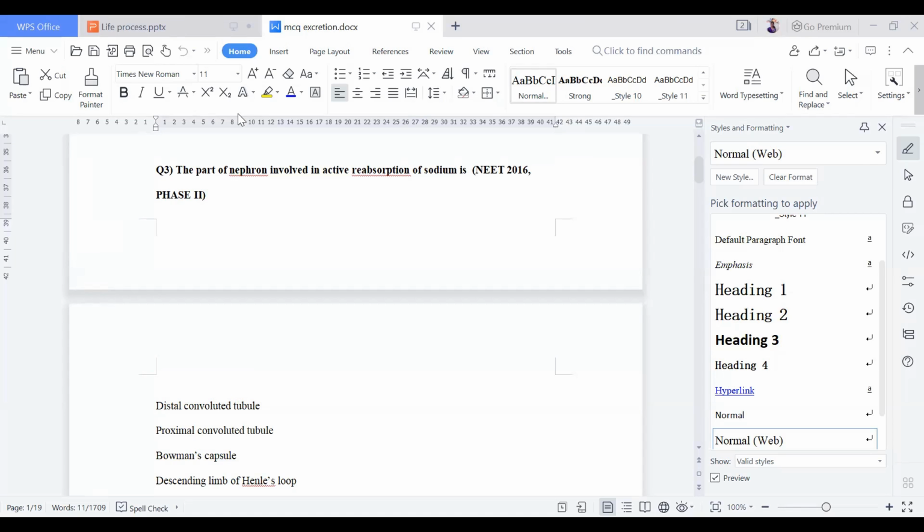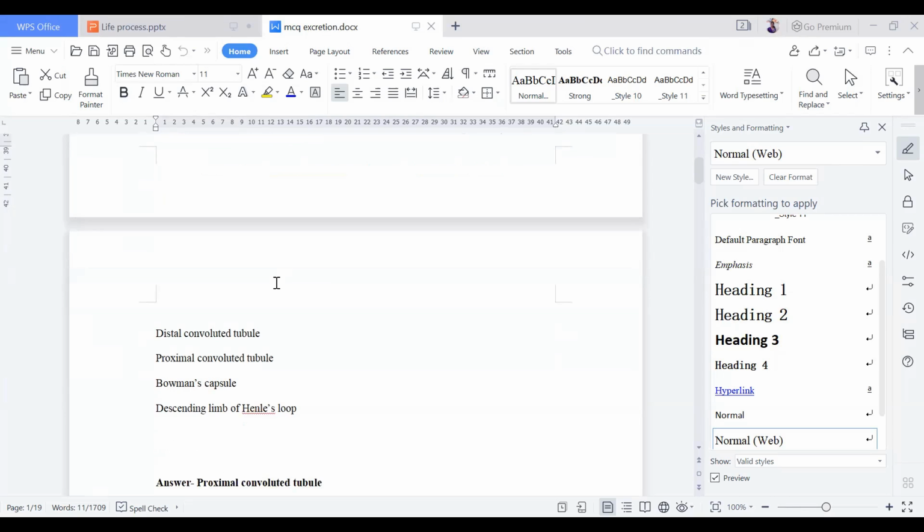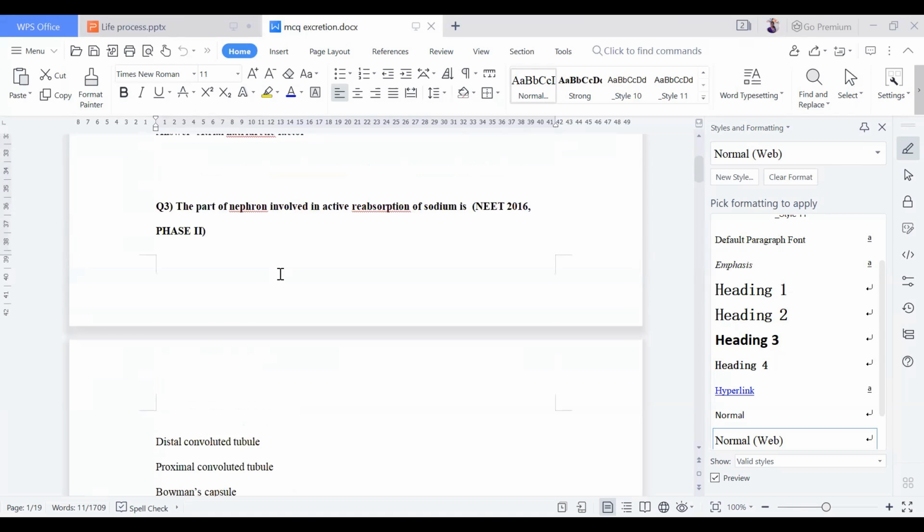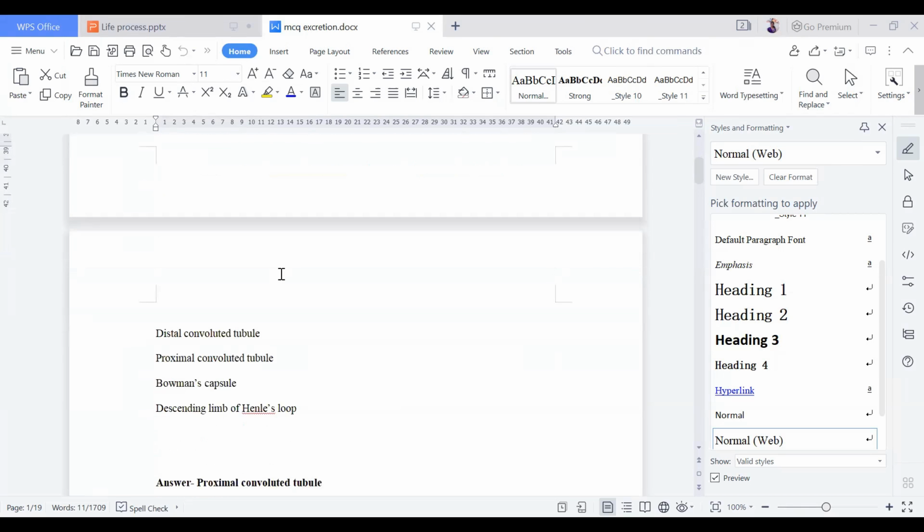Option A, distal convoluted tubule. Okay, let me check. So the answer is proximal convoluted tubule. So the sodium will always be reabsorbed at PCT.